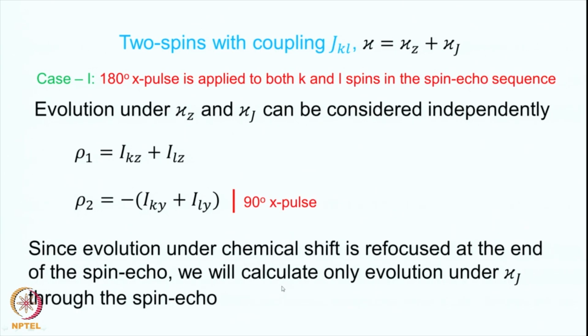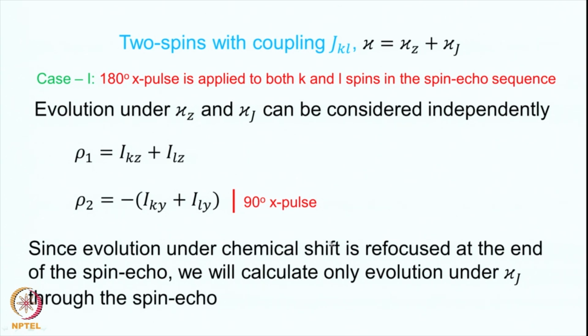Now, let us consider the situation when we have the coupling as well. Now, the coupling means when you have the coupling, your total Hamiltonian will be H_delta plus H_J. This is the chemical shift Hamiltonian and this is the coupling Hamiltonian. So, we will consider two cases here. Case 1, 180x pulse is applied to both K and L spins in the spin echo sequence. Okay. So, therefore, evolution under H_delta and H_J can be considered independently, and now as before your rho 1 is IKZ plus ILZ and rho 2 is minus IKY plus ILY after the 90x pulse.